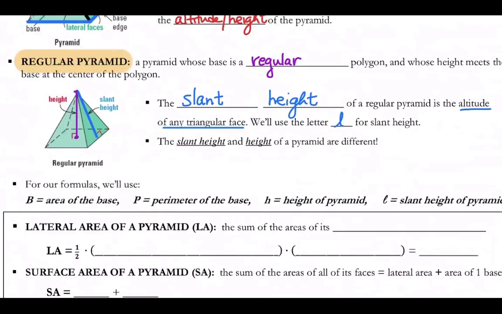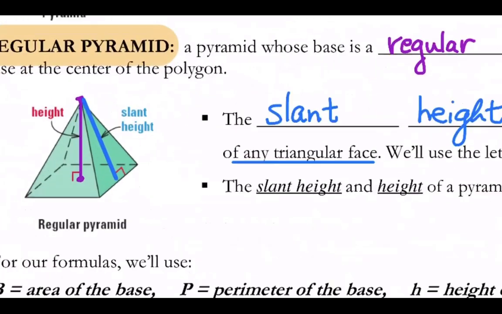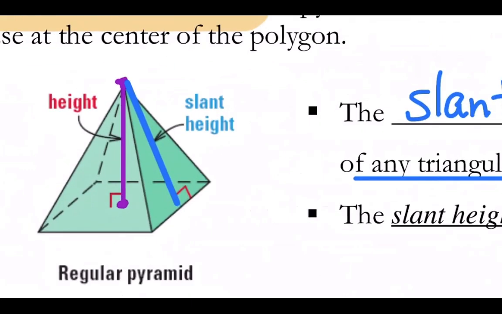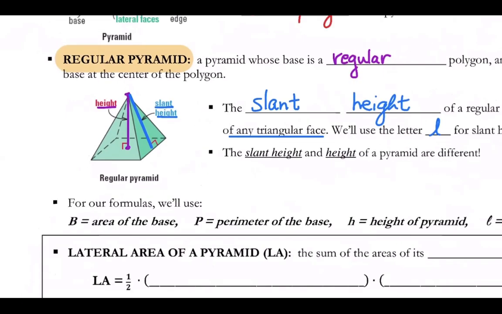Okay, so again, the height and the slant height are different. The height is what you see in purple. That's how tall the pyramid is. The slant height we're going to be using because it gives you the altitude or height of each of the triangles on the lateral faces.